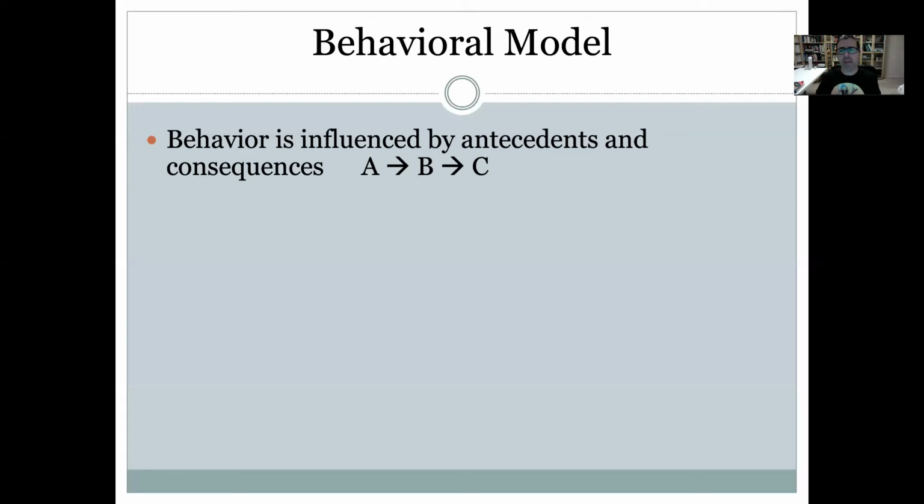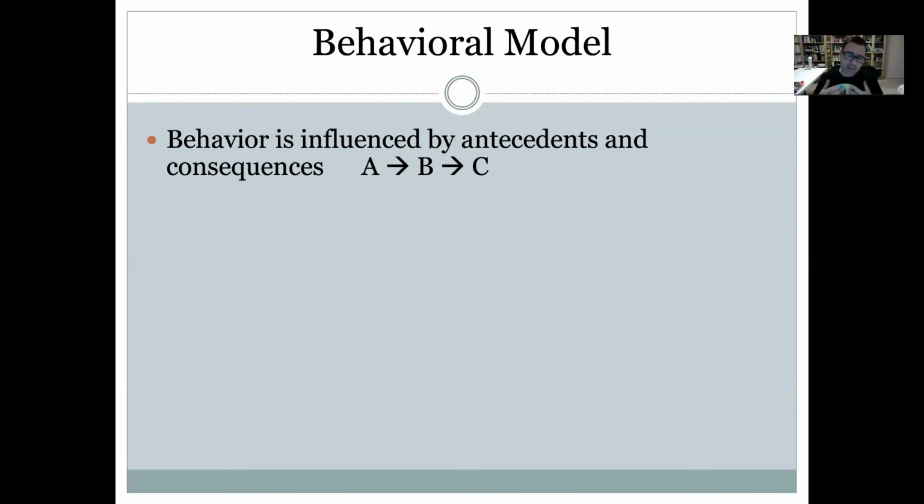So we talked about behavior, in this case, the B, being influenced by what is happening right before or as the behavior is occurring. We refer to those variables as antecedents, and of course, the consequences that the behavior produces.